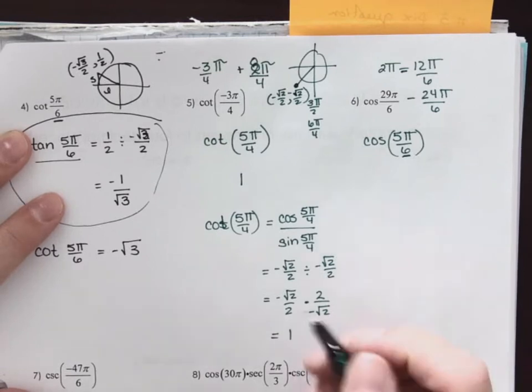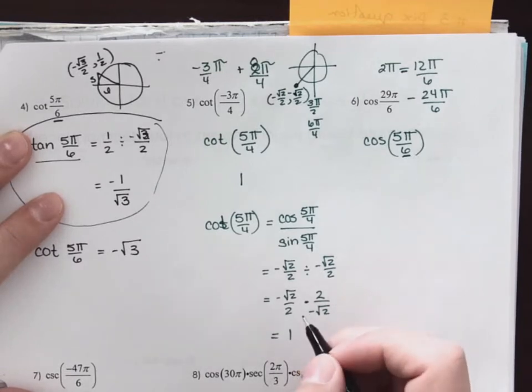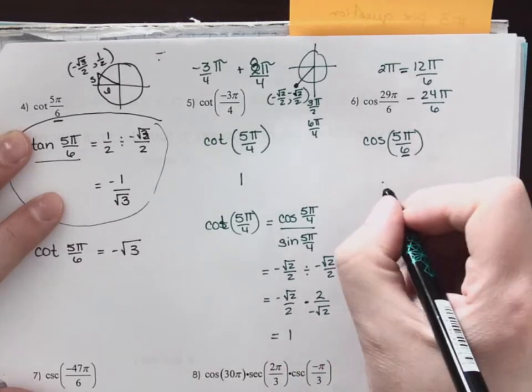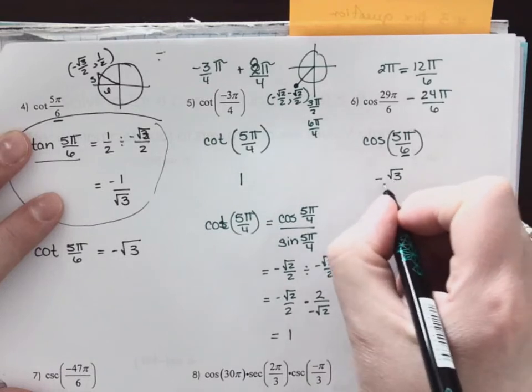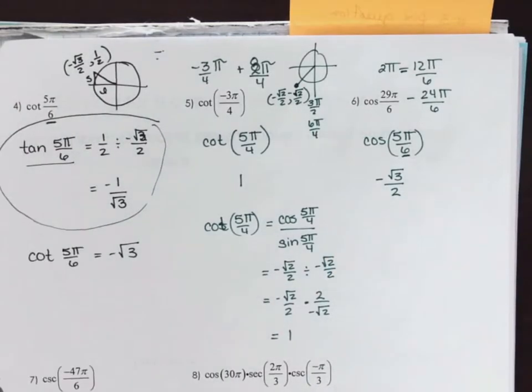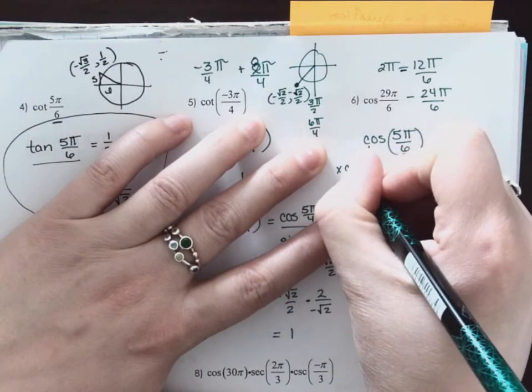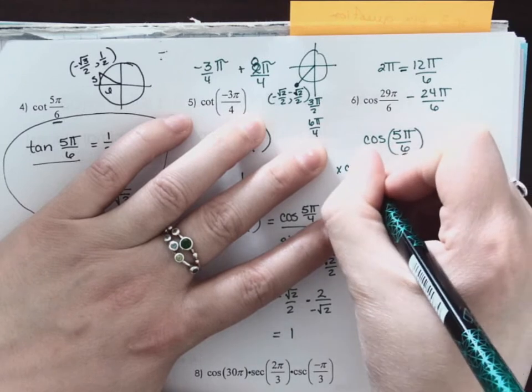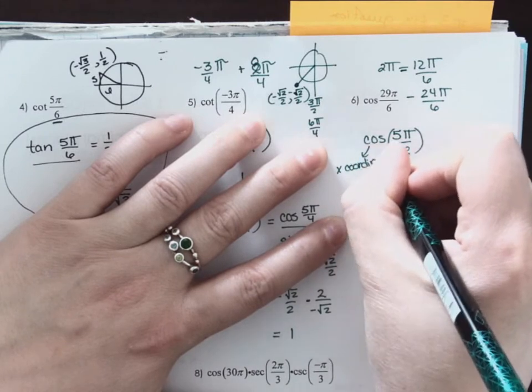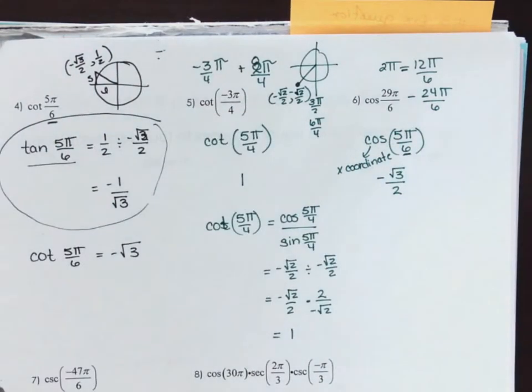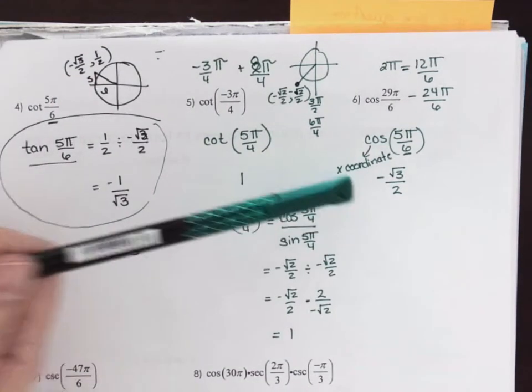Yeah. So what's cosine of this? That would be your x value, which would be negative root 3 over 2. So I didn't do any math. I just know that cosine is my x coordinate. So all I had to know was that coordinate pair, and I solved it.